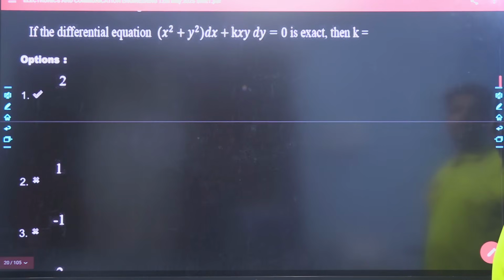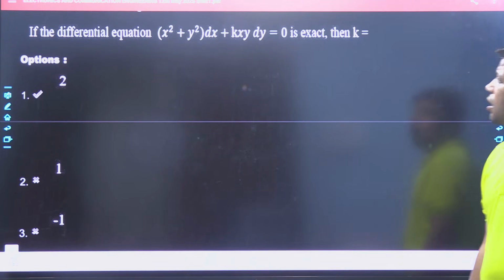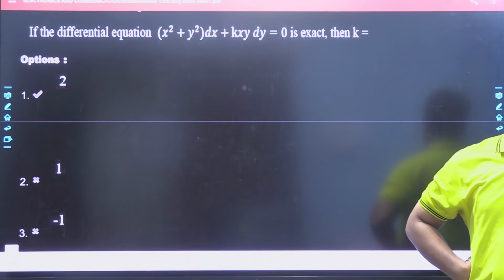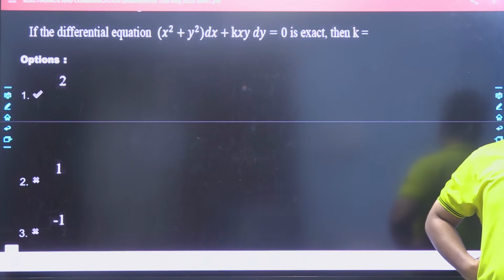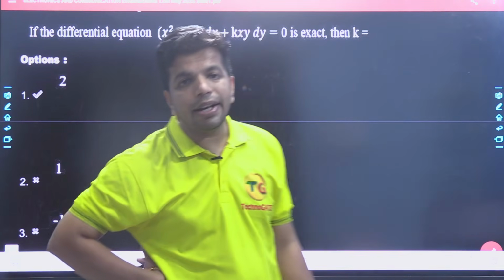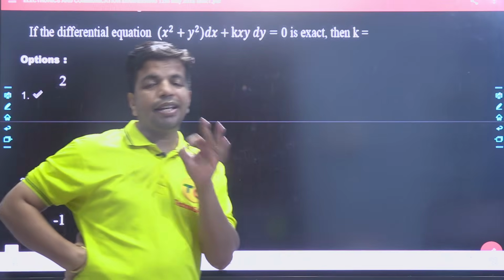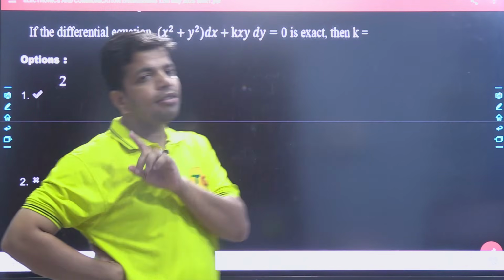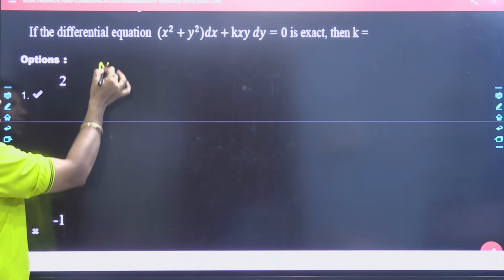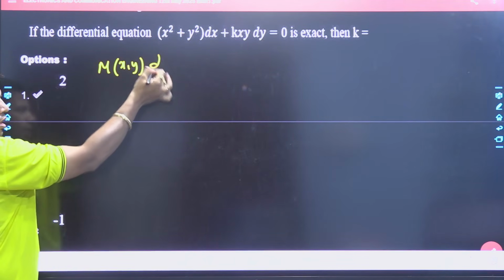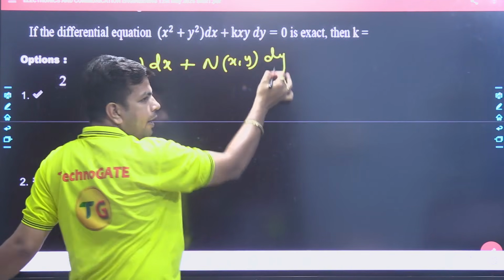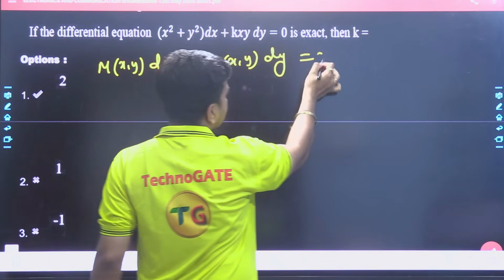Now if the differential equation is this, what would be the value of k? The differential equation is (x square plus y square) dx plus kxy dy equal to 0, and it is exact. They are saying that the differential equation is exact. Then what is the value of k? First of all, I am writing the generalized differential equation: M(x,y) dx plus N(x,y) dy equals 0. Just compare this equation with that.